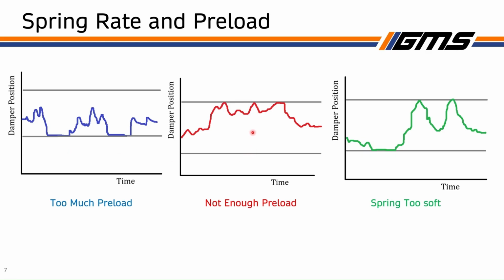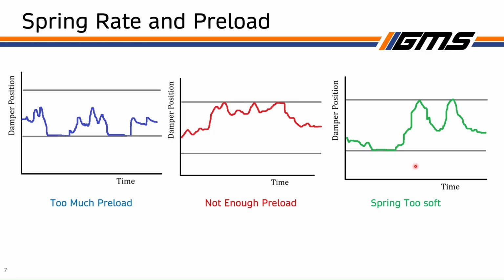Over here, you can see an example of not having enough preload. You can see that regularly we are bottoming out the shock, where we're getting to the ends of our travel and we're hitting the bump stops. And this is bad because it can put a lot of shock through the suspension system, and it can put a lot of shock on the tire, and you can suddenly lose grip very easily, which is not that great.